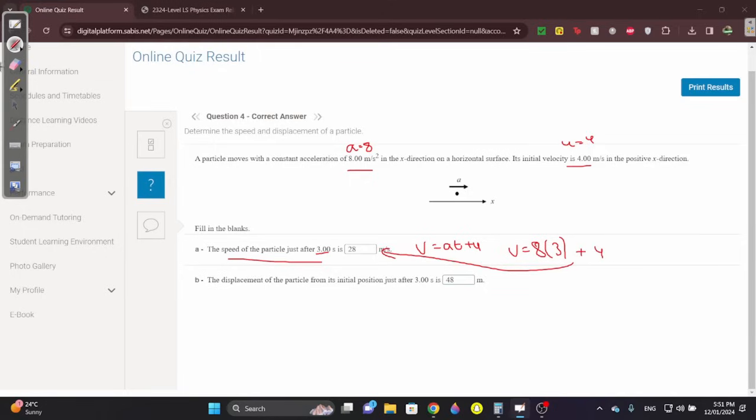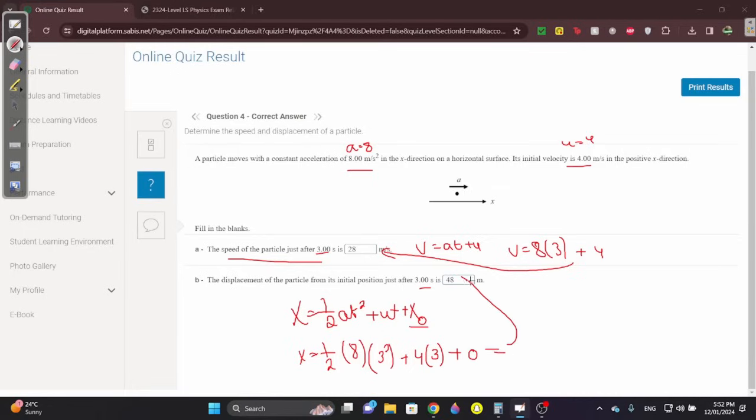The displacement of the particle from the initial position just after 3 seconds is 48 meters. How do I do this? You do x equals half at squared plus ut plus x naught. So x equals half acceleration, which is 8, times the time squared, 3 squared, plus ut, 4 times 3, plus 0 because x naught is 0. This equals 48.